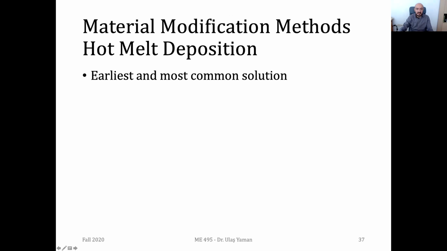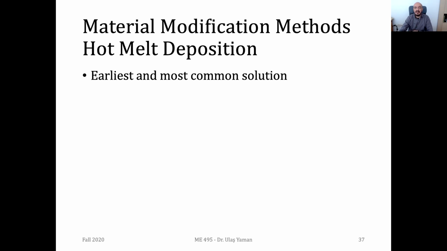We can now continue with the most important part of material jetting processes. If you remember, we said that we need to start with a liquid state of the material, and then try to make it solid as this process is going on. And we have some different methods for that purpose.